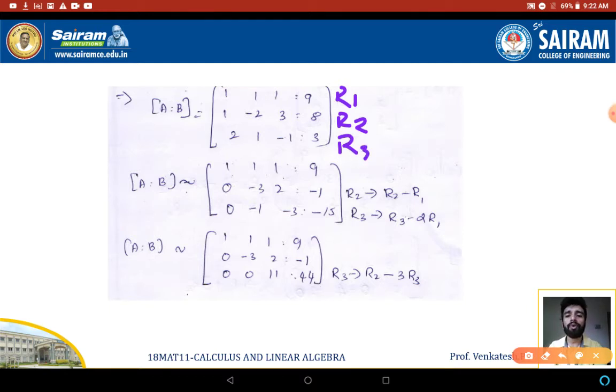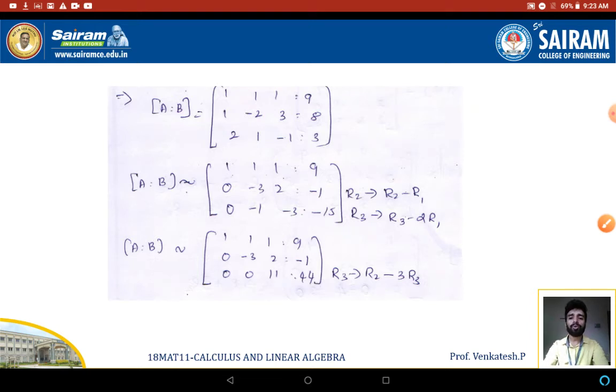So now the first thing is what? I want to make the first entries of the R2 row and R3 row 0. So what can I do? I can do the operations: for R2, R2 implies R2 minus R1, and R3 implies R3 minus 2R1. I can do it. So after applying this series of row transformations, we can see here.